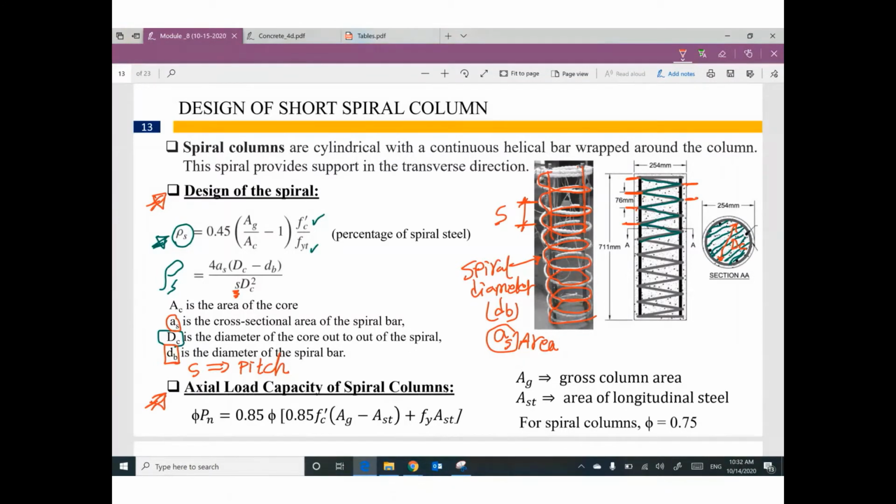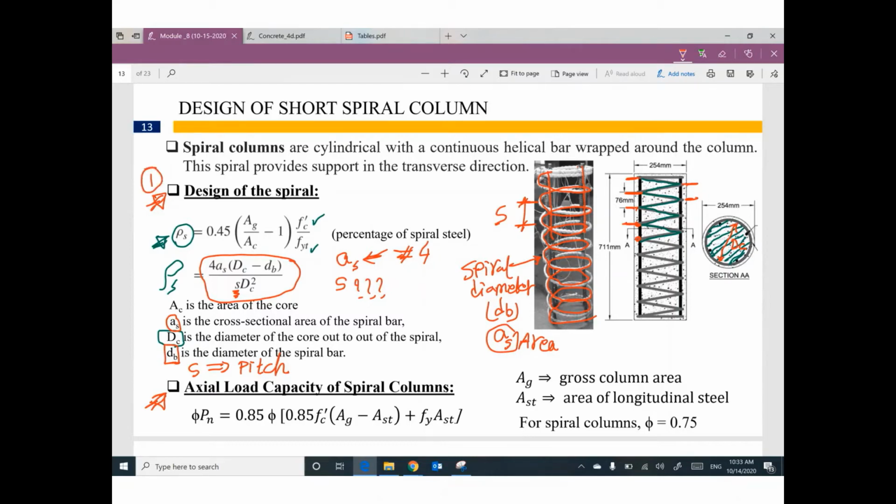So I can design. For this one, I will have two unknowns. What is the area A_S? What is the pitch between this point and this point? So you can assume what size of reinforcement you are using, so I can figure out the spacing S. This is the first part.